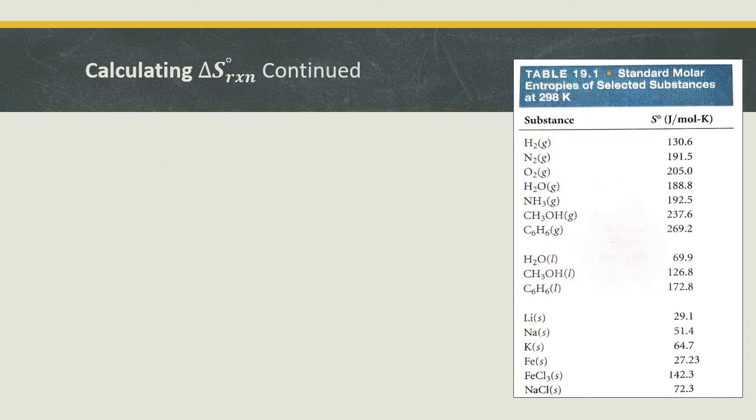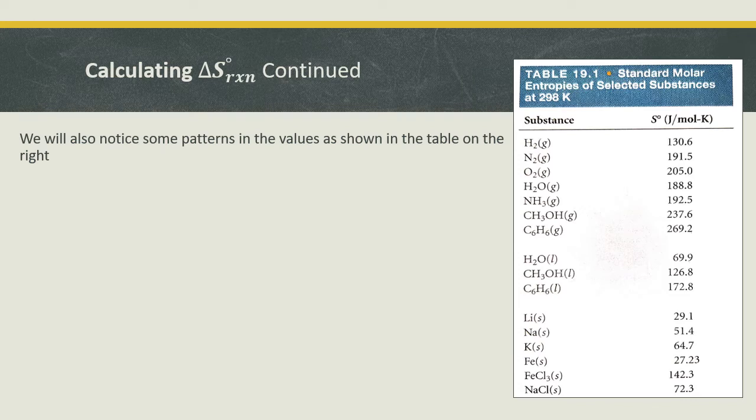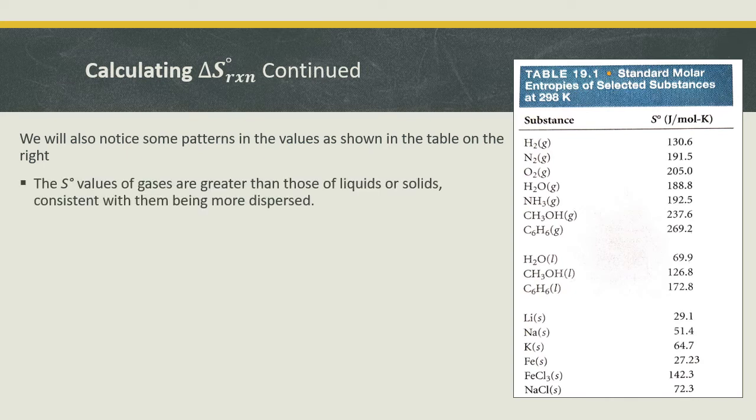Now, if we want to calculate delta S, we need an equation. But before we get there, we're going to notice some of the things going on with these numbers. So first, we can notice that some of the values of gases are greater than those of liquids or solids. So our gases are towards the top, liquids in the middle, solids at the bottom. We can see we get our largest numbers up at the top. So as we have faster moving particles, they're going to be more dispersed or spread out, have more arrangements. They're going to have higher entropy.